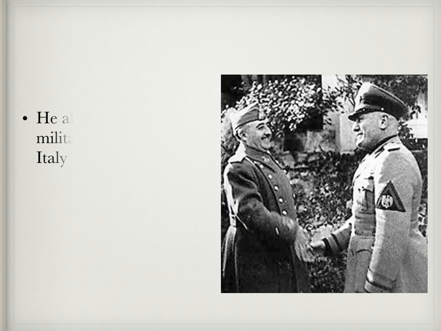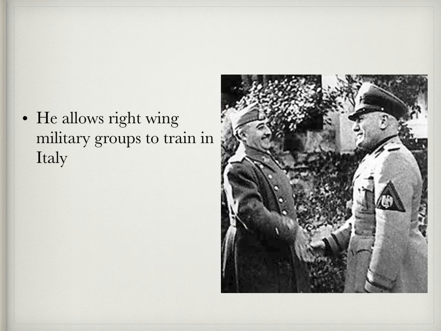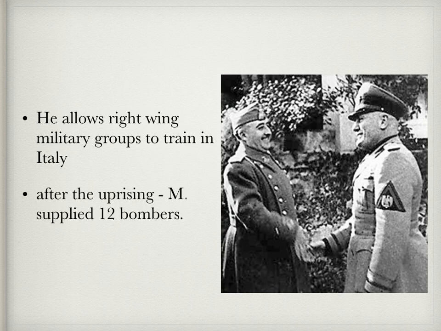So Mussolini allows right-wing military groups to train on Italian soil. Even by 1934, Mussolini wrote that he would support monarchists in a plot to overthrow the Republic and aid them with weapons. So after the initial uprising, Mussolini supplies the rebels with 12 bombers, the first military hardware to arrive in Spain.